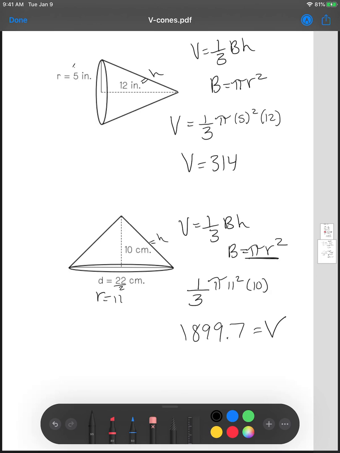That is our volume. All right, so one more time. Our formula is 1/3 area of the base, big B, times the height. This is our formula for a cone.